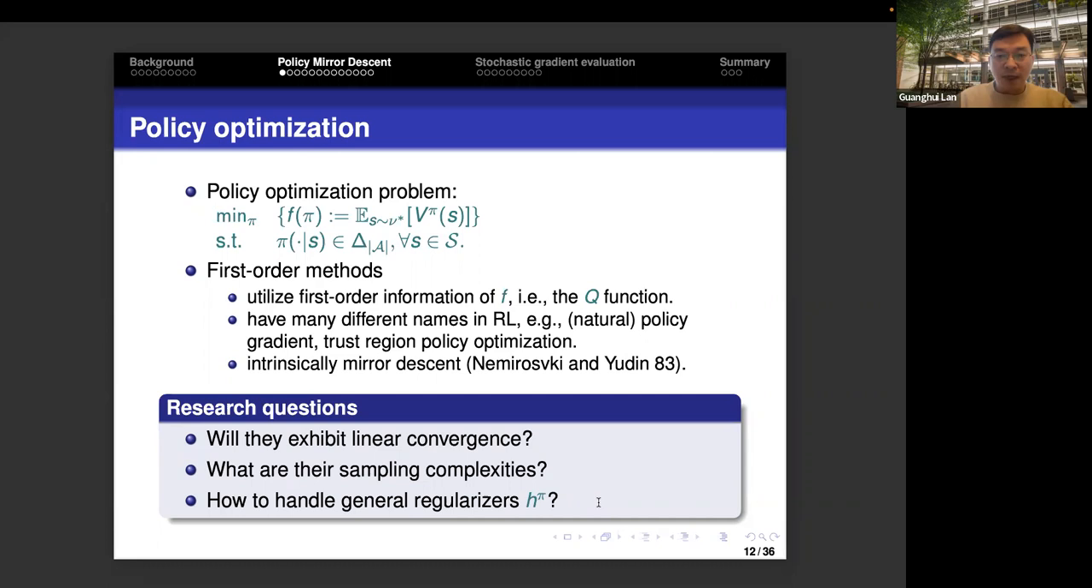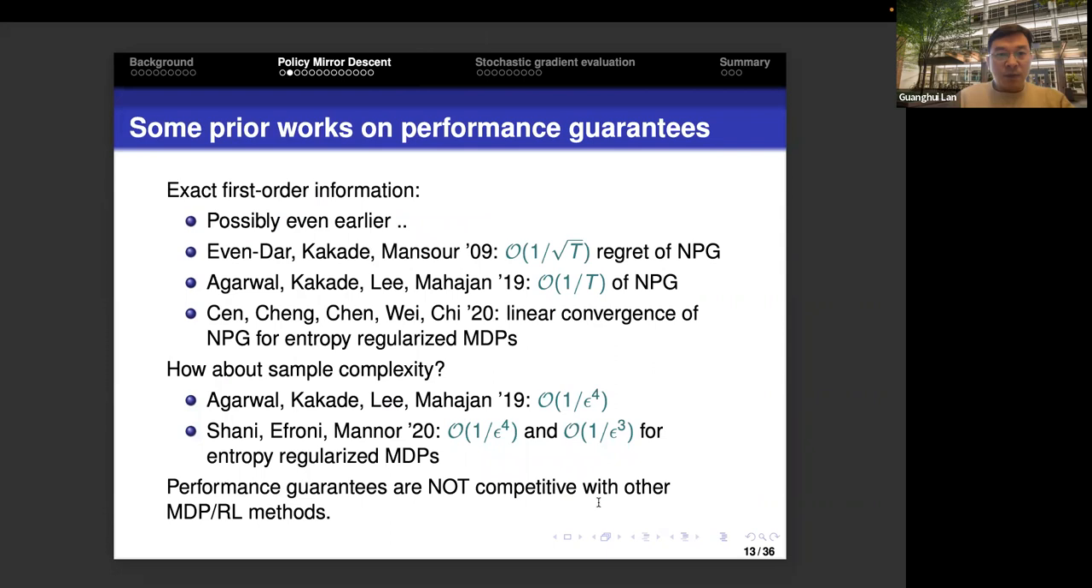On this slide, we summarize some prior research on the performance guarantees for policy gradient type algorithms. As you can see, if you have exact first order information, most algorithms exhibit a sublinear convergence rate, like 1/√T or 1/T. And there are linear convergence results developed recently, but only applicable for a very special class of problems.